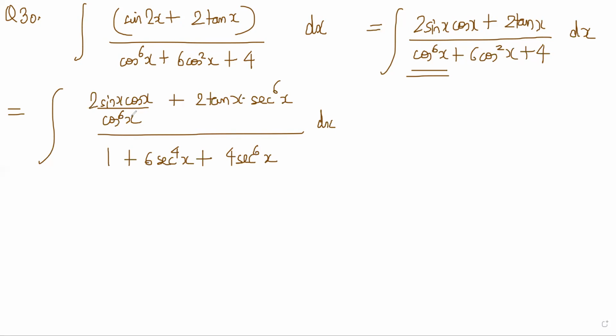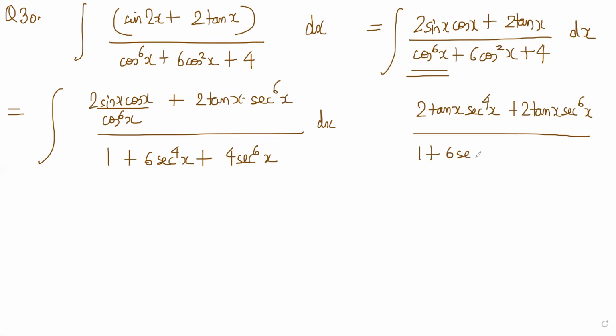Dx. Now notice that the top part is just 2 tan x sec power 4x, right? One cos cancels, one cos goes to make a tan, and 4 cos's are left in the denominator, plus 2 tan x sec power 6x divided by 1 plus 6 sec power 4x plus 4 sec power 6x. This is the integral. And if I take this part as t, what comes?